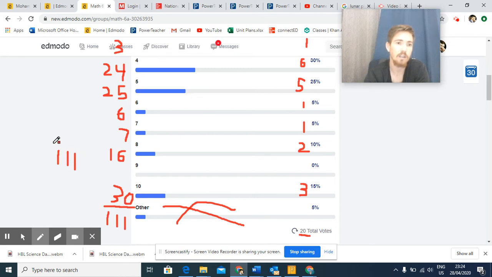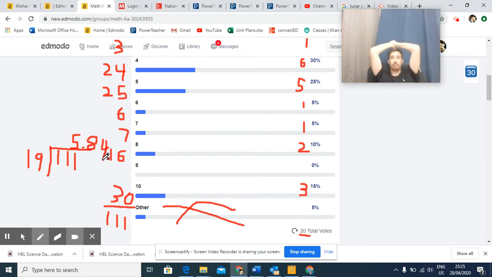Which means we would have 111 divided by 19. I'm not going to do the whole thing because I don't like writing with the mouse. So I'll just tell you it is going to be 5.84, or just 5.8, which means the average amount of people living in your houses is 5.8, all right?